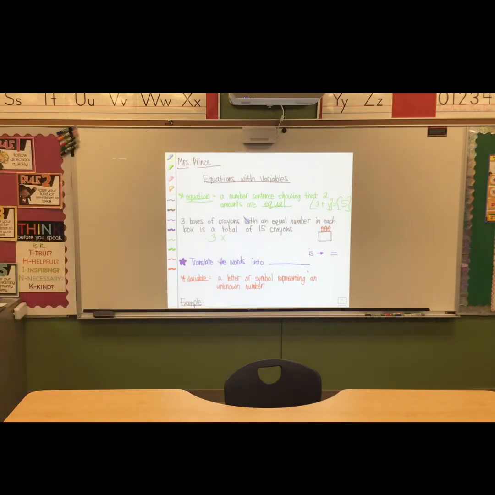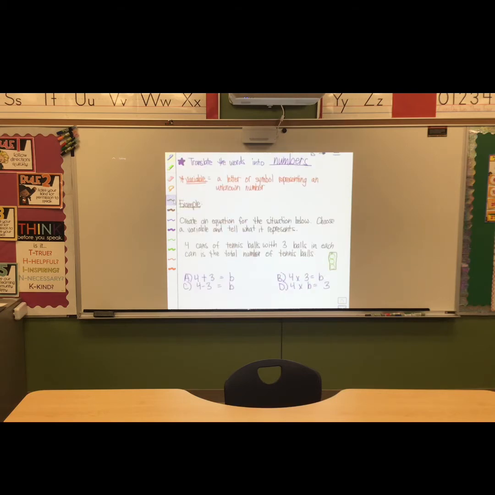So 3 times, let's call it C, is, so that's where we put our equal sign, a total of 15 crayons. So all we're really doing with these is translating the words into numbers. Okay, and again, remember, is is going to mean equals. Finally, with these, we're going to be choosing variables, and remember, a variable is a letter or symbol representing an unknown number. So in this case, we chose C as our variable because we're talking about crayons, and our variable represents our unknown number, the equal number that are in each box. Okay, good.